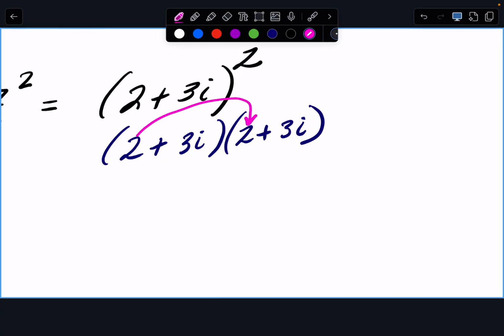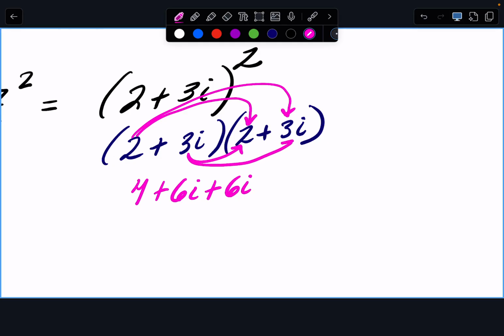2 times 2 is 4. 2 times positive 3i is positive 6i. 3i times 2 is another plus 6i. And then this is where a lot of kids will mess it up. Let me show you the common mistake, so hopefully it can stick with you. A lot of kids will go 3i times 3i is plus 9i. But it's not 9i. What is i times i? i squared. It's 9i squared.